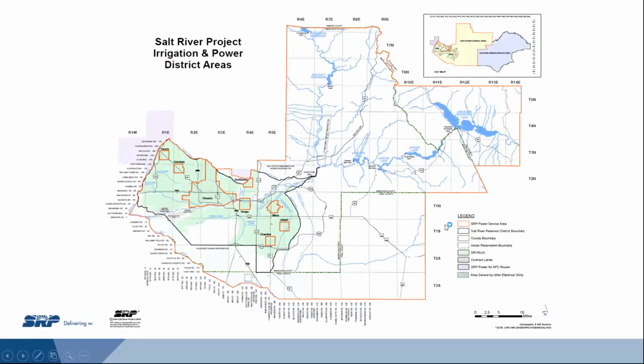This is SRP's territory. This part right here is our service territory. This green part, we serve about the greater Phoenix area. There are some pockets that are served by APS. We have approximately 2,900 square miles that we serve. Out here in this area, we have the mining area. The commercial and residential customers are served by APS, but we serve the mines.